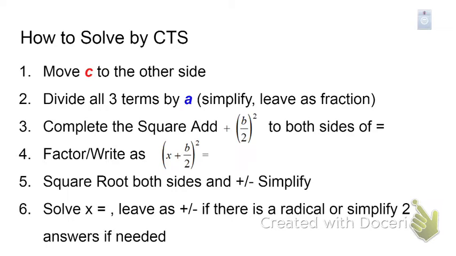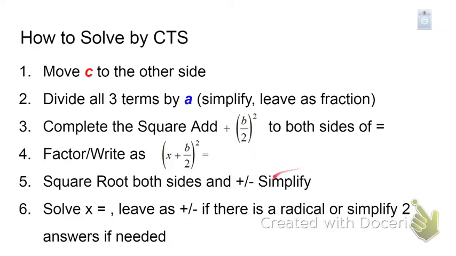Completing the square can be broken down into some steps. Here I've broken it down into 6 different steps for you. We're going to move c to the other side of the equation. We're going to divide all 3 terms by a. We're going to complete the square with b over 2 squared. We're going to add that number to both sides of the equation. We're going to use some factoring, square roots, and we're going to solve for x, and we're going to get either our 2 real solutions, our 1 real solution, or our 2 imaginary solutions.